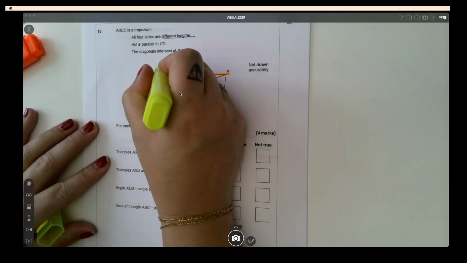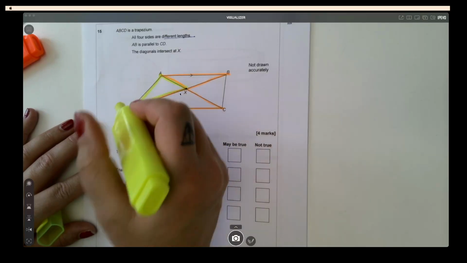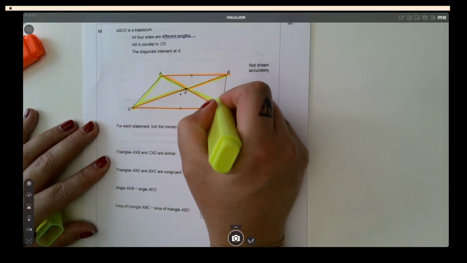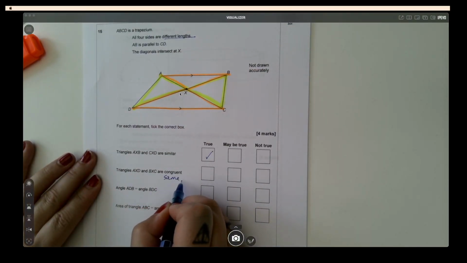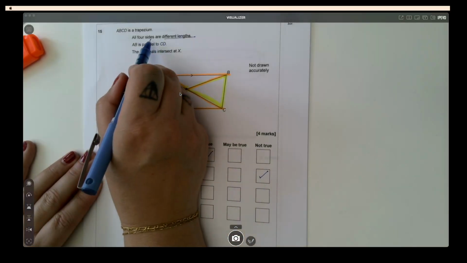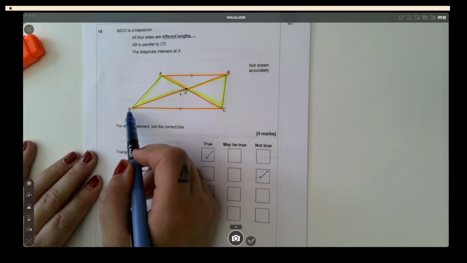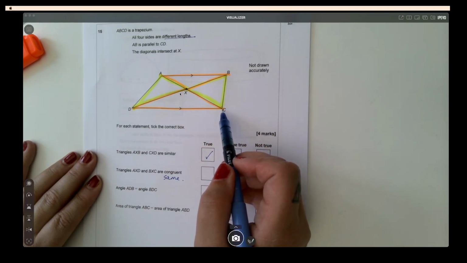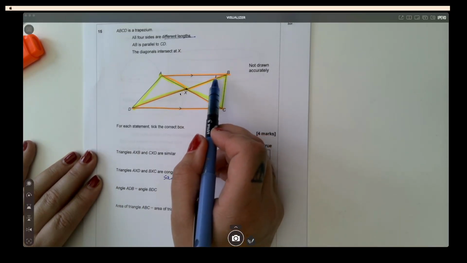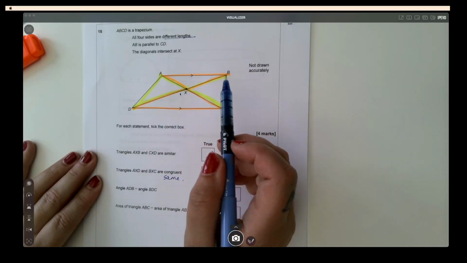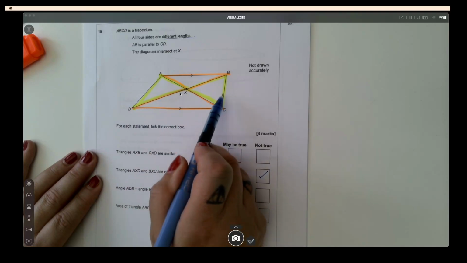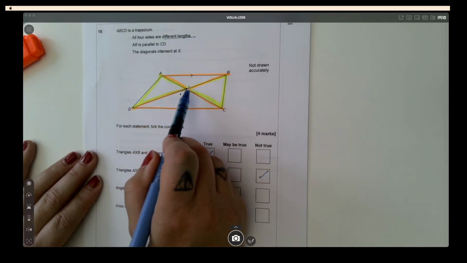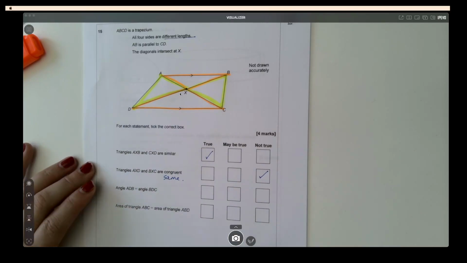So AXD, BXC are congruent. Congruent means exactly the same. This is not true because we've been told all four sides are different lengths. So AD is a different length to BC, even though these two lengths and these two lengths we're not too sure about. So that's not true because all sides are not the same. And if it's congruent, all three sides would be the same, not just the two sides of each triangle.